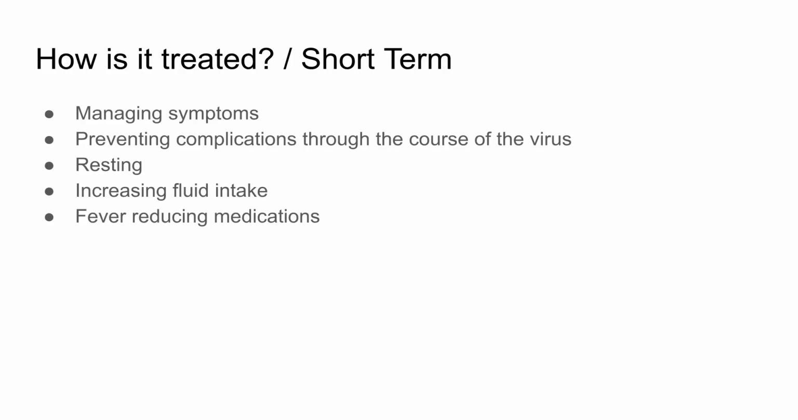So, how is measles treated short term? Really, it's treated by managing the symptoms for the most part, preventing complications through the course of the virus. Complications might include pneumonia or encephalitis and things like that. You want to avoid that and try to prevent it. Rest, increasing fluid intake, and fever reducing medications like Tylenol or ibuprofen. And this would be the main focus of short term treatment for measles.